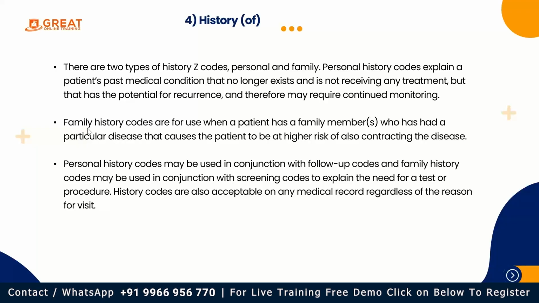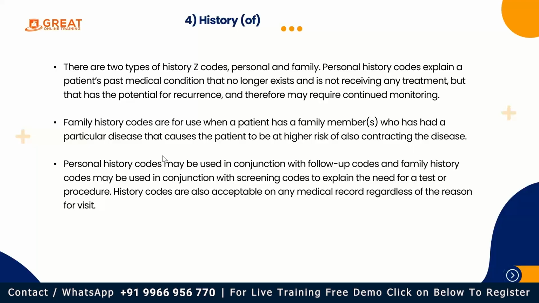Next, family history codes are for use when a patient has a family member who has had a particular disease that causes the patient to be at higher risk of also contracting the disease.